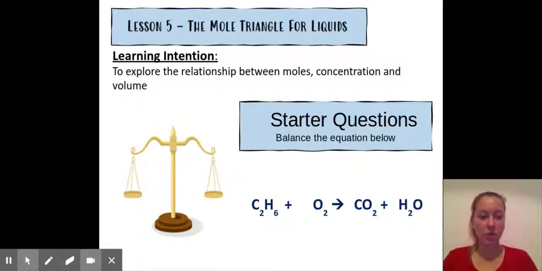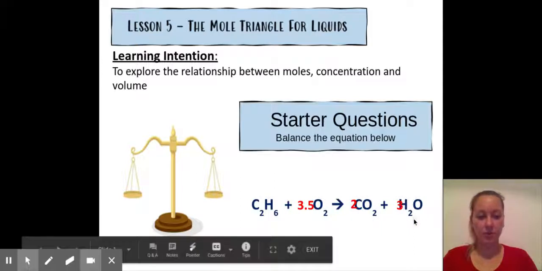So the starter question is to balance the equation before. This is testing previous knowledge from lesson 4, which was balancing equations. So pause the video, give it a wee go, and then check your answer once you're done. So the answer for the balancing equation is 3H2O, it's kind of hard to see that, but that's 3H2O, 2CO2, and then we're going to need 3.5 O2.